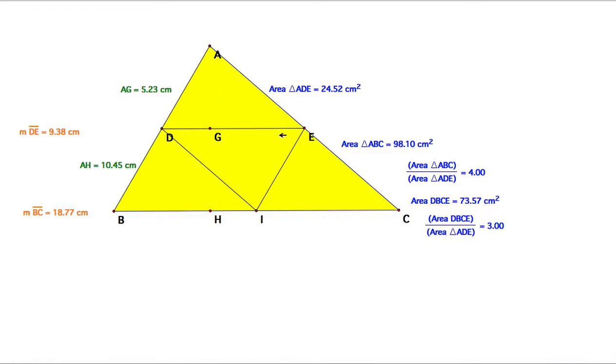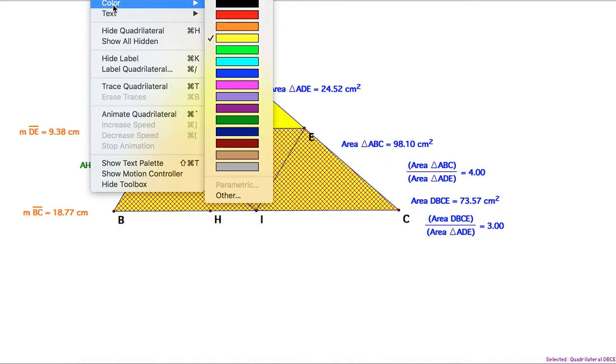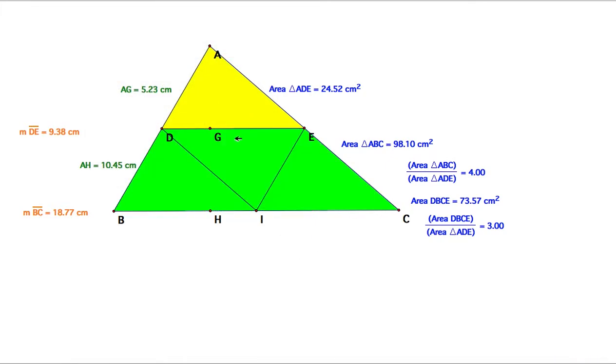So this line joining the midpoints on the triangle divides the height of the big triangle in half, and it is half as long as the base of the triangle. So it divides the area into 1/4 of the area is the top triangle, and 3/4 of the area is this bottom quadrilateral. Let me just change the color here for you, and you can see, right? This top triangle is 1/4, and the bottom quadrilateral is 3/4.